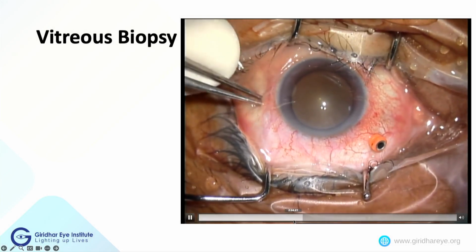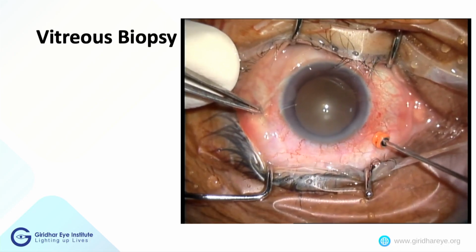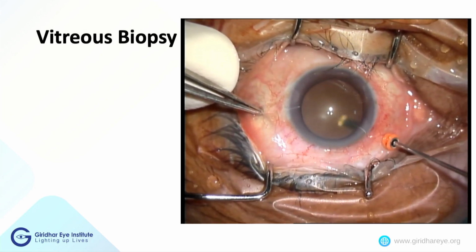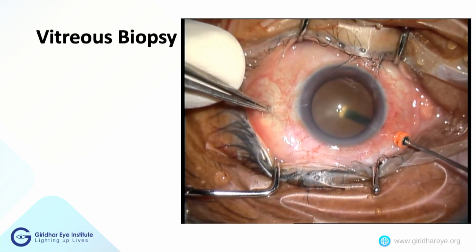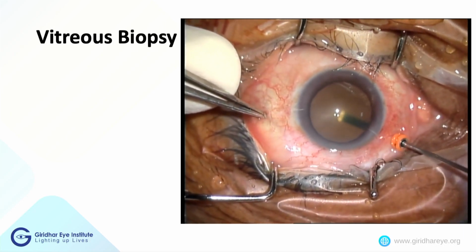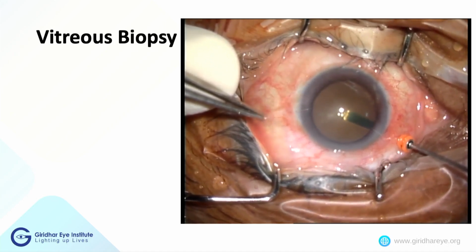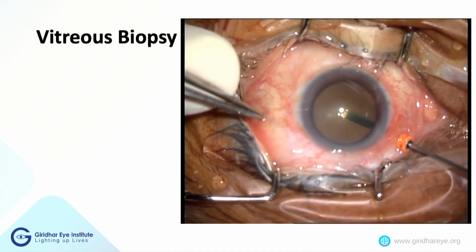So the important thing is, once you start aspirating with the cutter and suction, before you remove the cutter outside, you have to clamp the tubing. Otherwise, whatever fluid you have aspirated will go into the tubing and you will not get any sample.